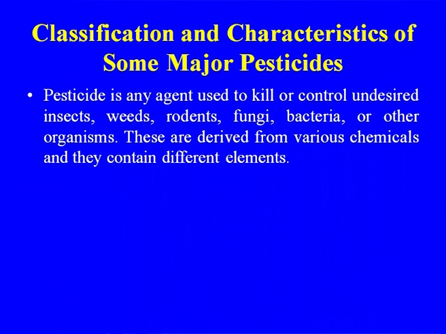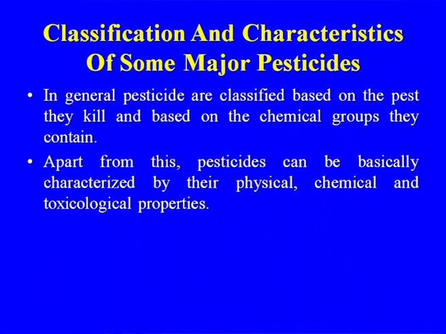Pesticide is an agent used to kill or control undesired insects and weeds, because different applications are there. The classification is given because you are using it for insects, weeds, rodents, fungi, bacteria or other organisms. These are derived from various chemicals and contain different elements. In general, pesticides are classified based on the pest they kill and based on the chemical group they contain. We have already discussed the classification based on both. Apart from that, pesticides can be characterized by their physical, chemical and toxicological properties also.